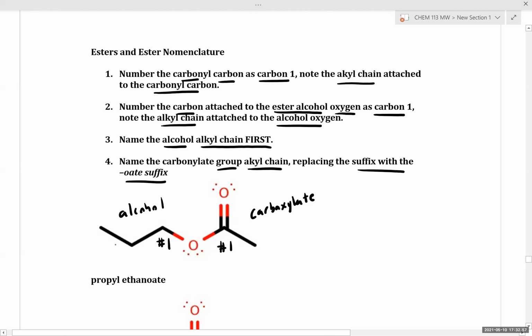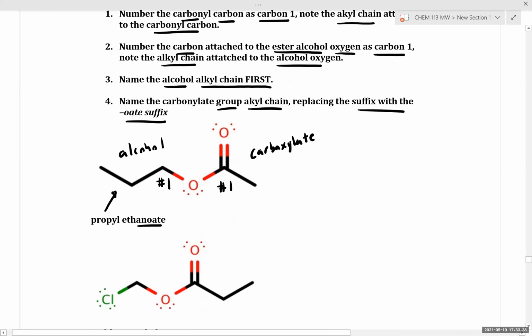So for example, looking at this ester, what do we call this 3-carbon chain? Methyl, ethyl, propyl. Yeah, so this will be called propyl. And then looking at our carboxylate side chain, we have an ethyl side chain, but we change the suffix from ethyl to ethanoate. Since ethane is our base name, ethane changes to ethanoate. So this ester would be called propyl ethanoate.